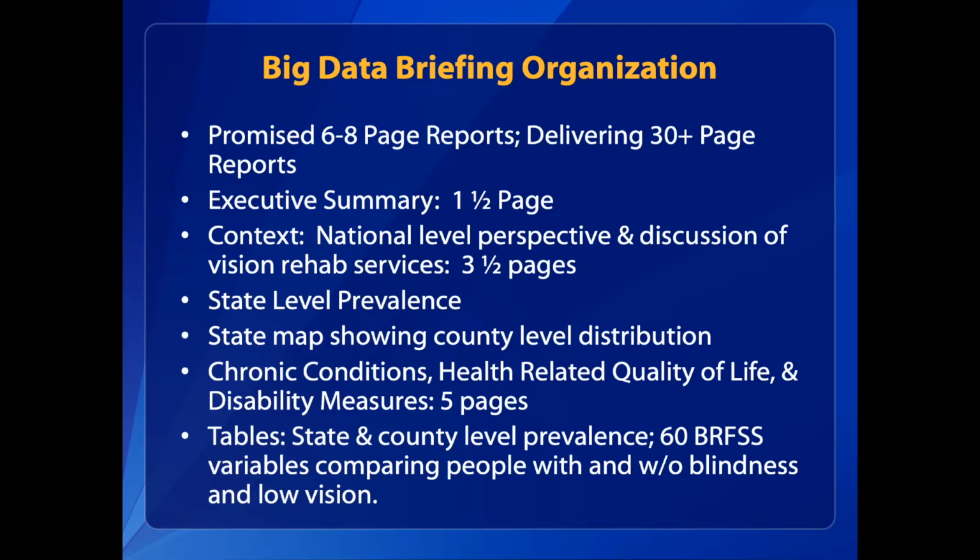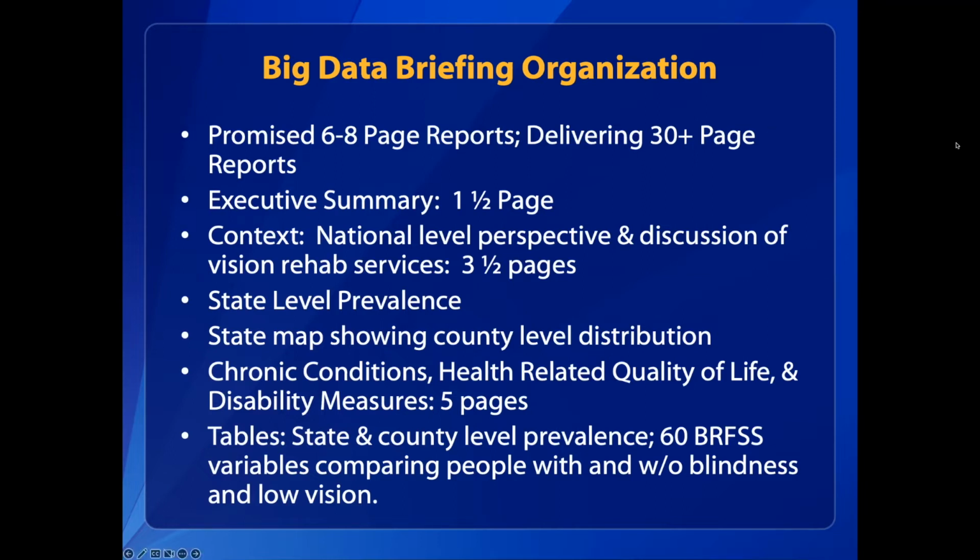The second part of the report has a national perspective on aging and vision impairment and talks about the role of vision rehabilitation. It's a very global kind of discussion for about 3.5 pages, but we wanted to give that kind of contextual background to every reader of the report.